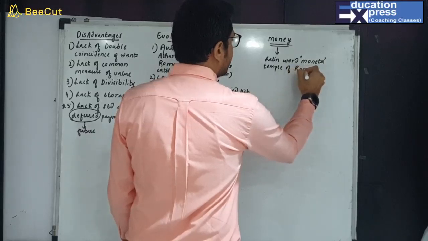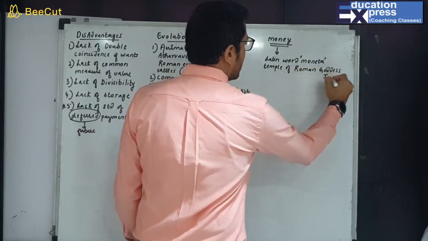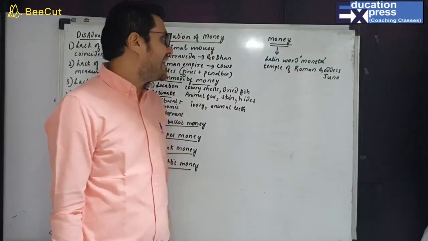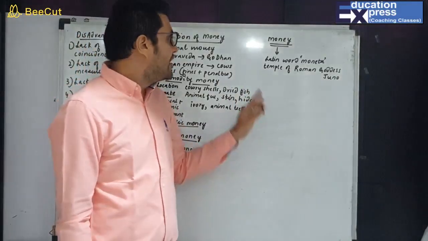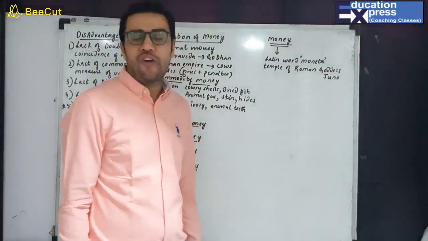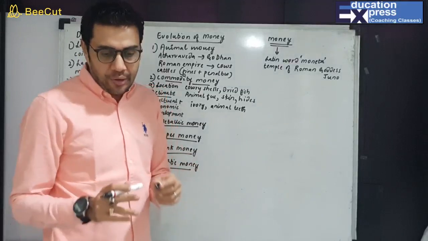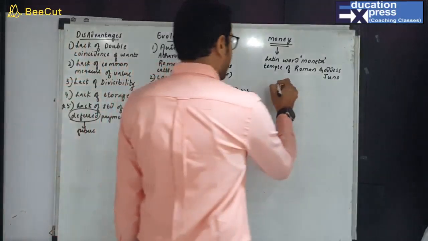the Roman goddess Juno. Okay, so if I ask you how was the word money derived, or from where was the word money derived, it was derived from the Latin word moneta, which was in the temple of the Roman goddess Juno. Is that very clear? So only that much you need to remember here. Now the next part we have: give the legal definition of money.